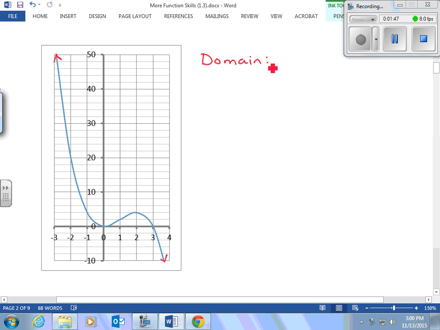We're looking at all the x values, and because the arrows go off to the left and to the right forever, the domain is really going to be negative infinity to infinity. And the range will be the same because the values continue to go up and they continue to go down. So we've got negative infinity to infinity.